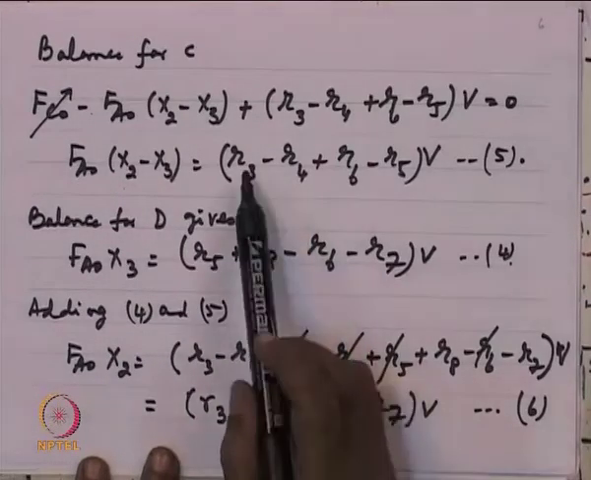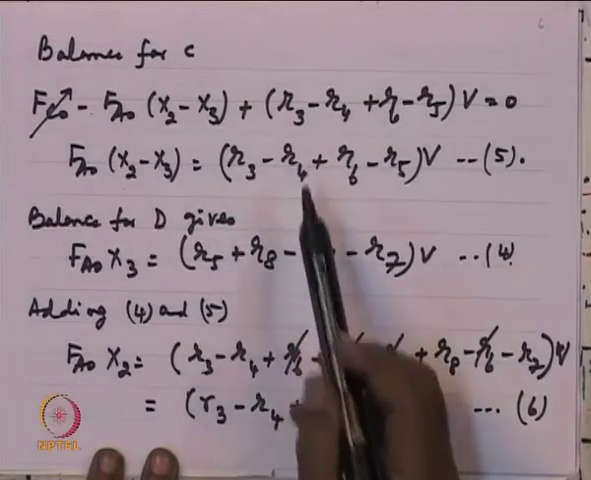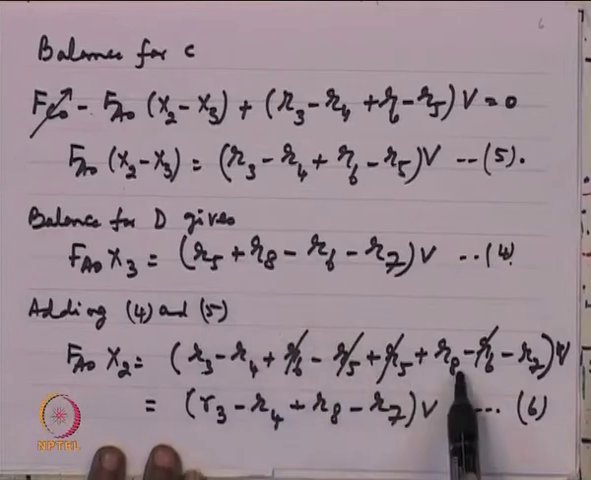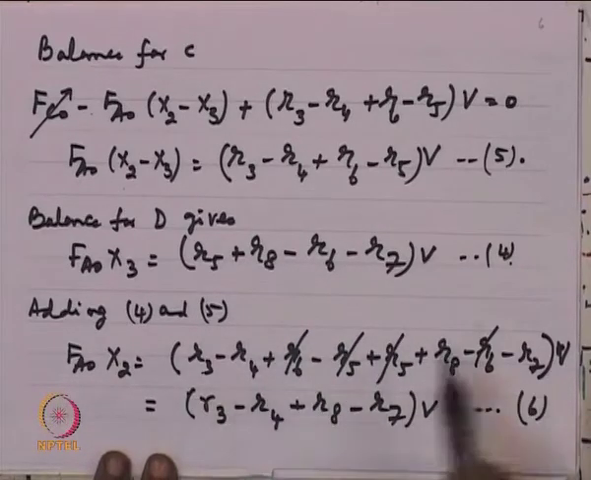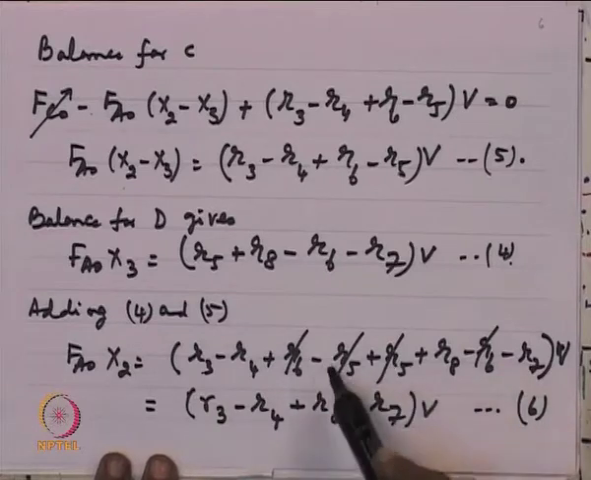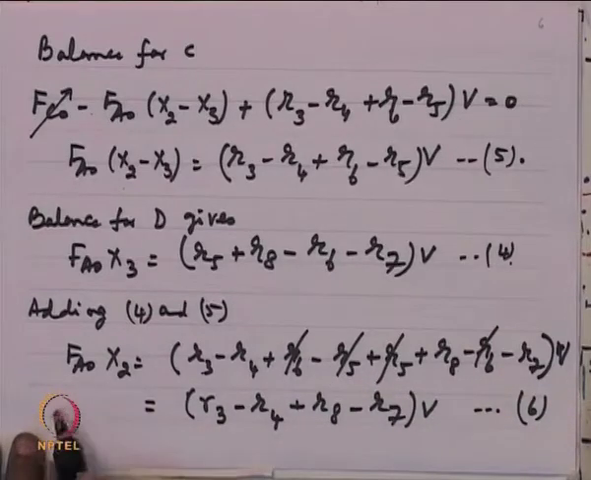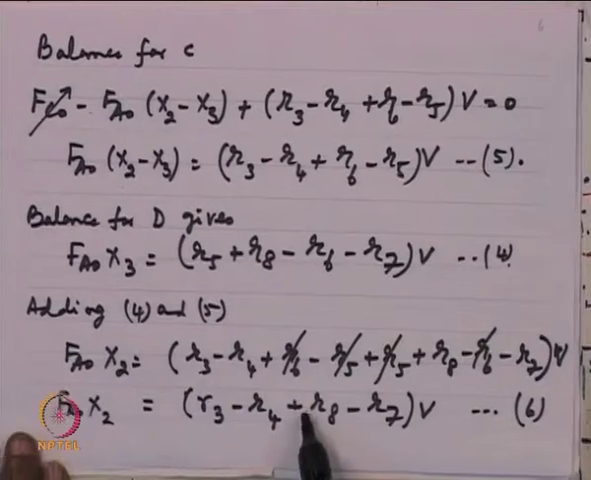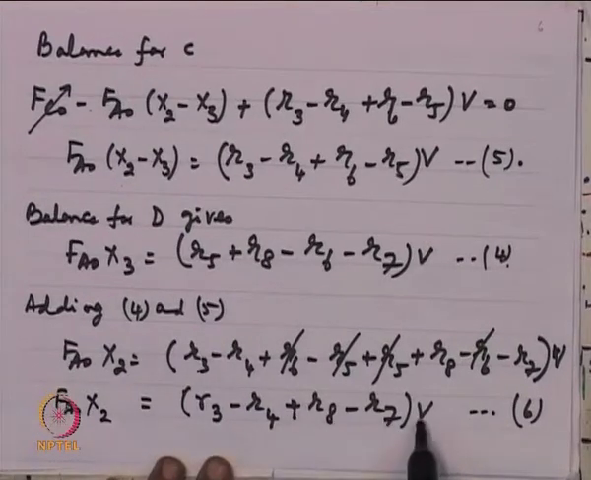Now, let us put all the numbers here. R3, R4, R6, R5, I have written down: R5 plus R5 plus R8 minus R6 minus R7. Now, you notice carefully here, R6 cancels off, R5 cancels off, so that FA0 X2 becomes R3 minus R4 plus R8 minus R7.